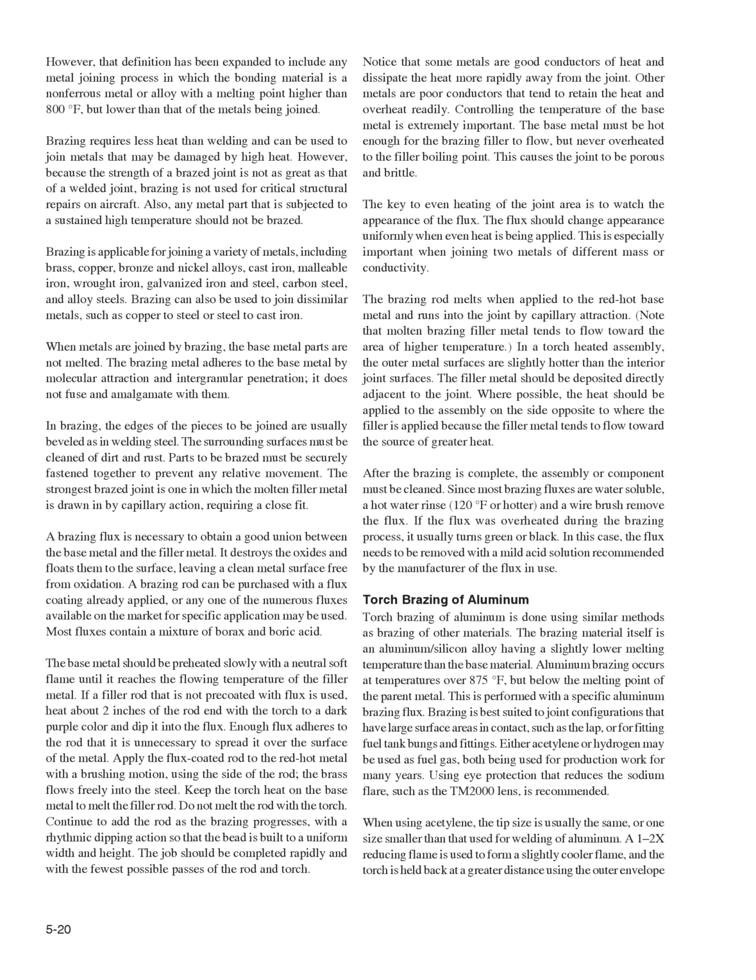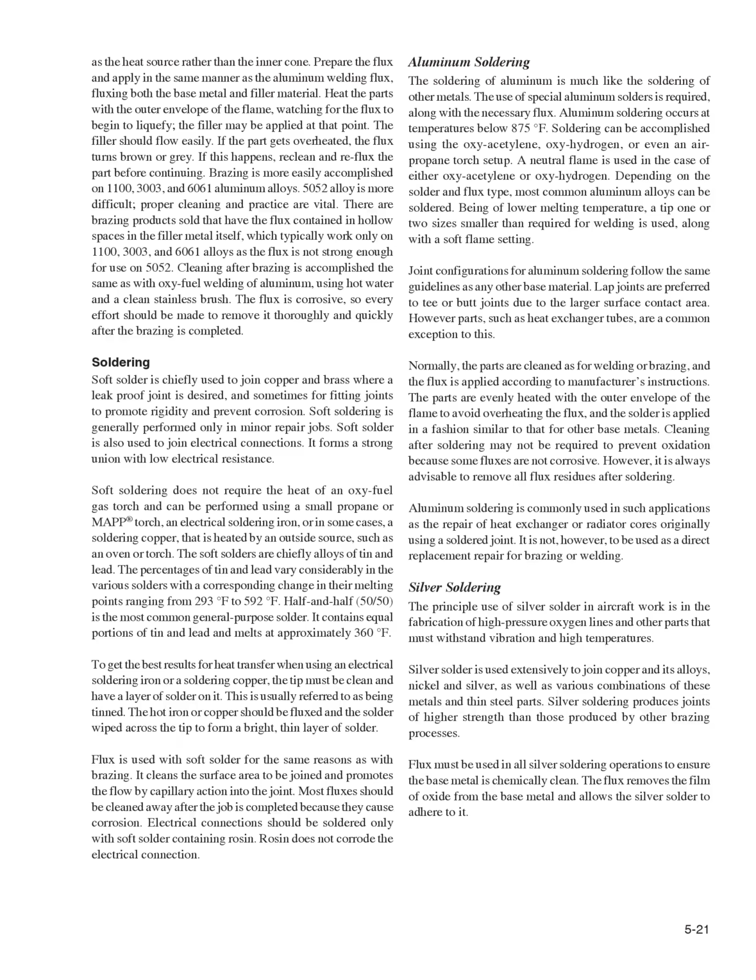A 12X reducing flame is used to form a slightly cooler flame, and the torch is held back at a greater distance using the outer envelope as the heat source rather than the inner cone. Prepare the flux and apply in the same manner as the aluminum welding flux, fluxing both the base metal and filler material. Heat the parts with the outer envelope of the flame, watching for the flux to begin to liquefy. The filler may be applied at that point.